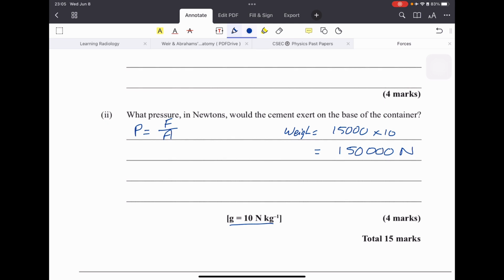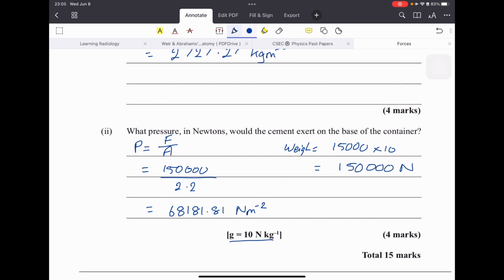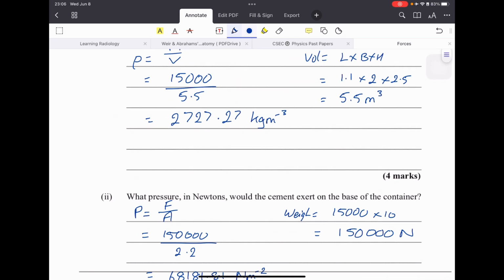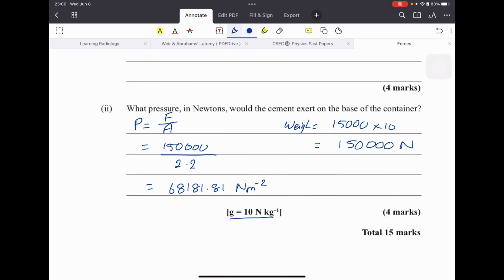Okay, so I have my force, which is 150,000 over 2.2, and my answer is 68,181.81. Okay, and this is Newton per meters squared. Alright, so very simple formula here that we need to remember, right? Density is mass over volume, pressure is force over area.